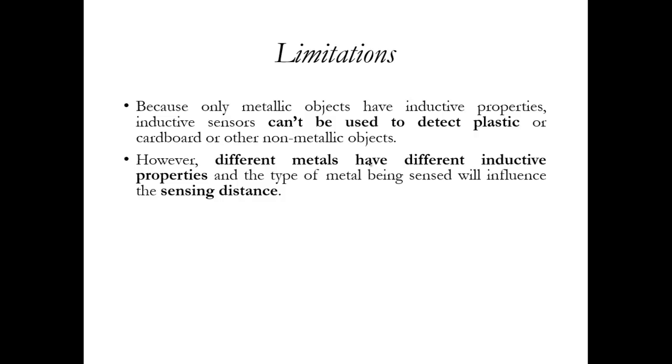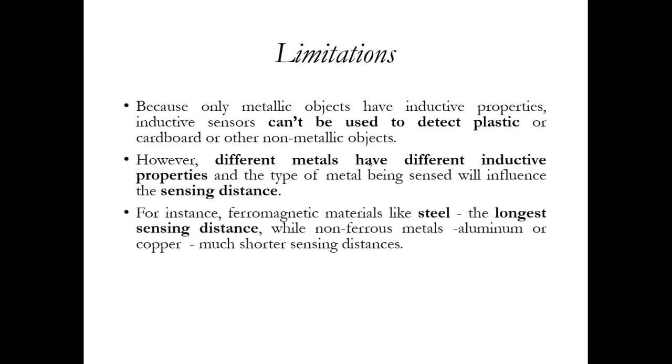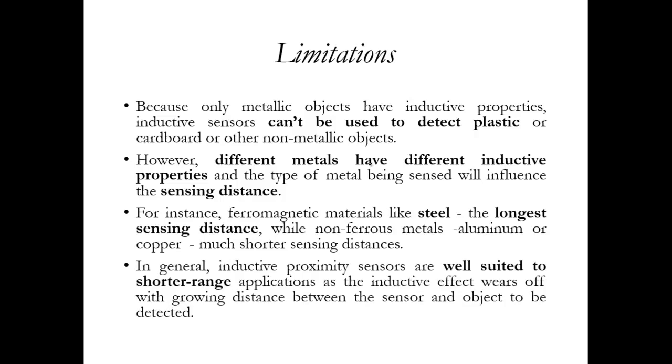But if you have different materials with different inductive properties, obviously you will have a change in the sensing distance between different objects, because they will have different effects on the inductance of the coil. For example, steel has the longest sensing distance, while non-ferrous materials like aluminum or copper have much shorter sensing distances. So we may use even non-ferrous materials here, but they would have much shorter sensing distances. In general, they are well suited to shorter range applications, as the inductive effect wears off with growing distance between the sensor and the object to be detected.